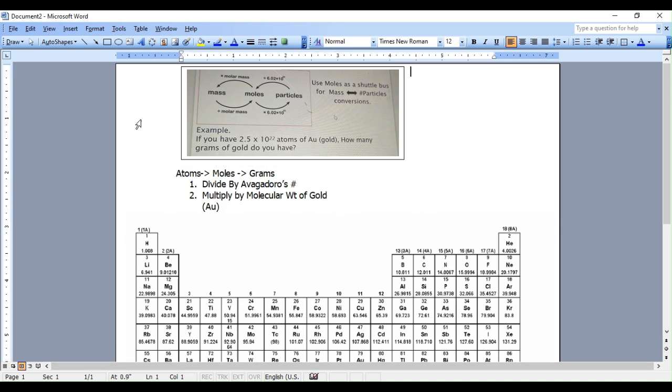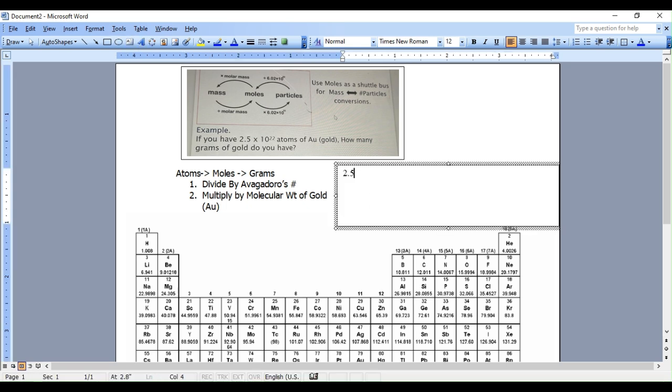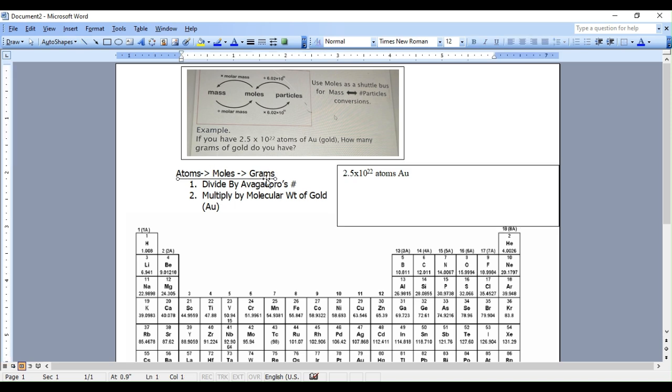So I've got 2.5 times 10 to the 22 atoms of gold. So all I've got to do now is follow this here. I've got to go atoms to moles. I can't go right to grams, can I? You've got to go over the bridge of moles. So you can never go directly grams to atoms or atoms to grams. You've got to go through moles. Moles is the bridge. So let's go atoms to moles.